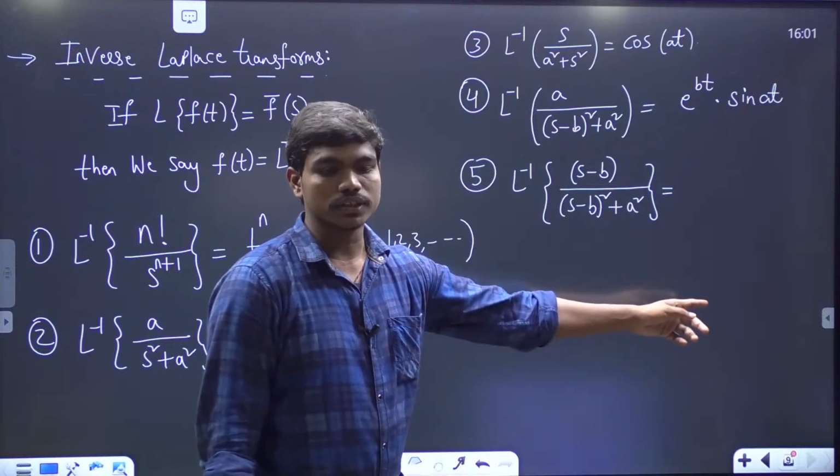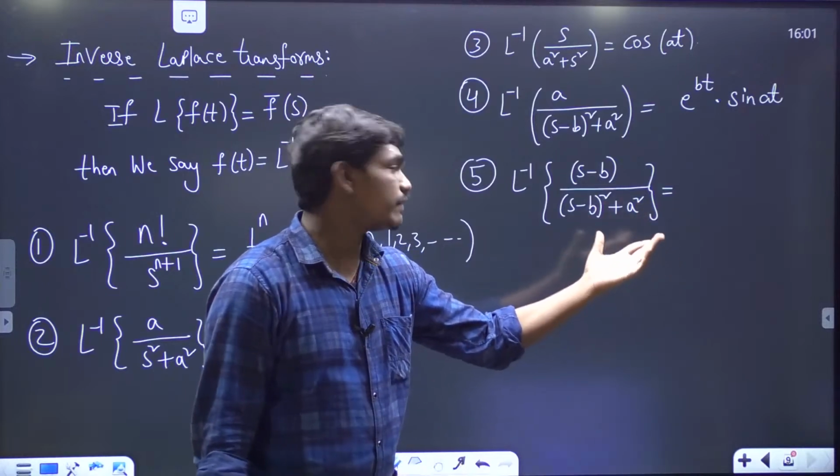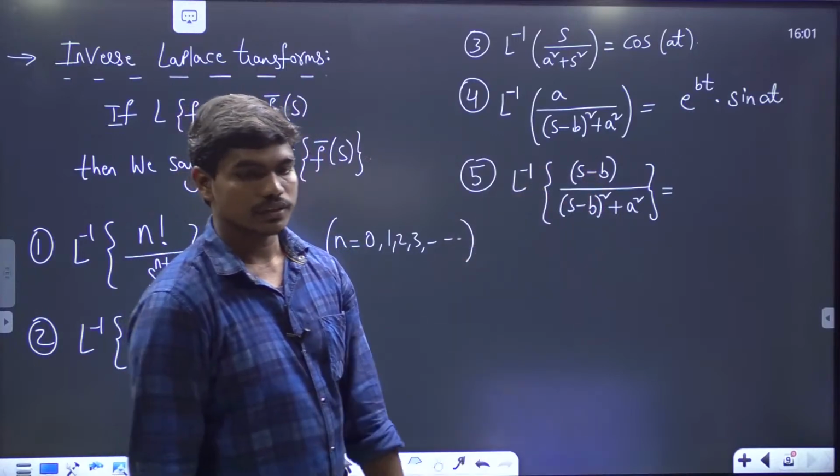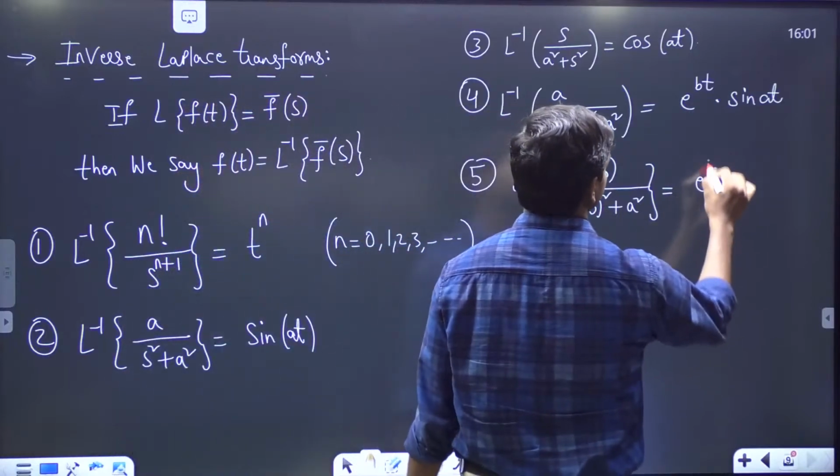Can some of you tell any answer for this? Laplace inverse of (s minus b) divided by (s minus b) whole square plus a square. e power bt into cos at.